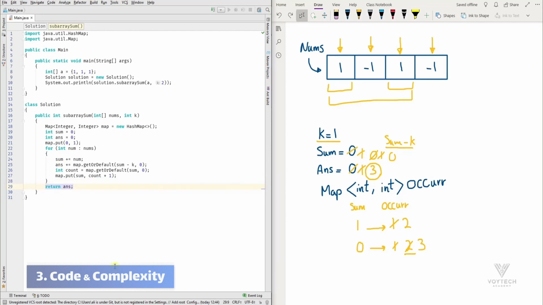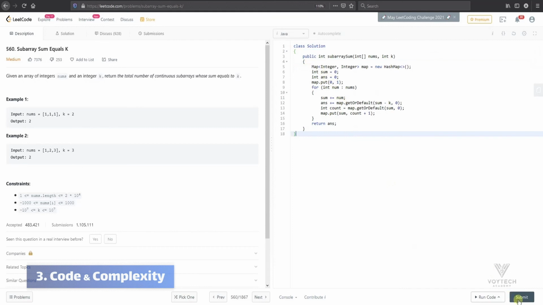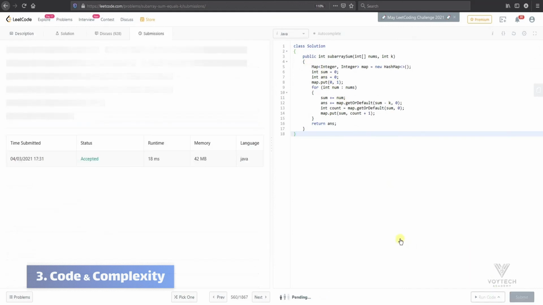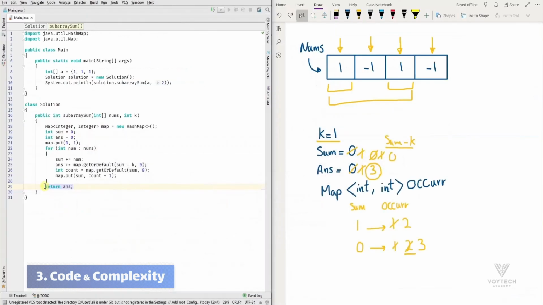Now let's submit the code in LeetCode.com and see how our code is doing. So it's been accepted, and as you see, it's a really simple problem. The code and algorithm are both easy to understand if you understand the intuition of the work that we are doing here. Now let's talk about space and time complexity of this algorithm.